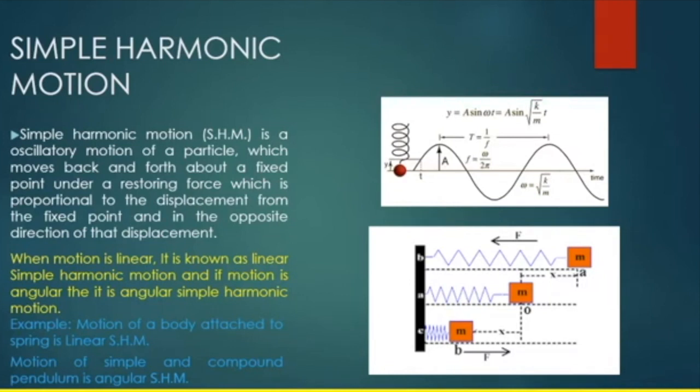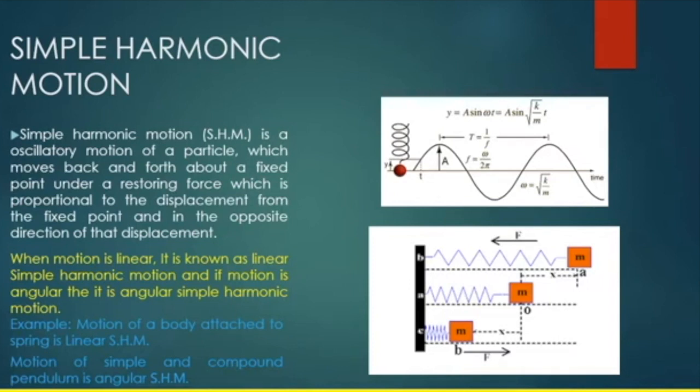So what does that mean? The restoring force tries to move the particle back to its original position. So that is why it is opposite to the direction of the displacement. When this motion is linear, it is called linear simple harmonic motion, while when the motion is angular, it is angular simple harmonic motion.